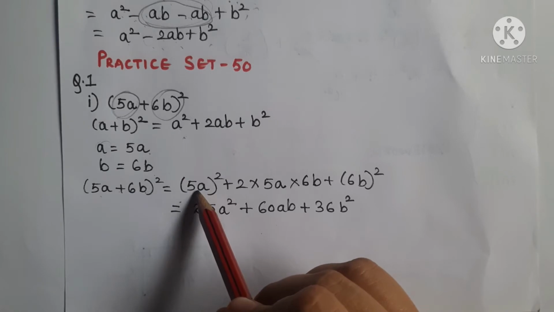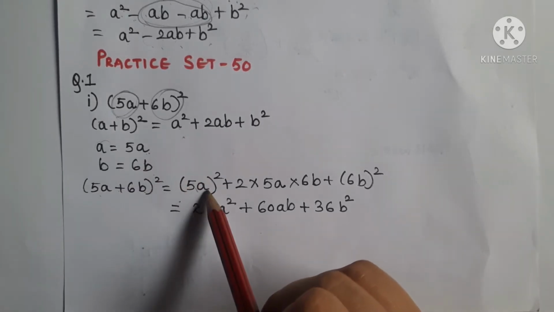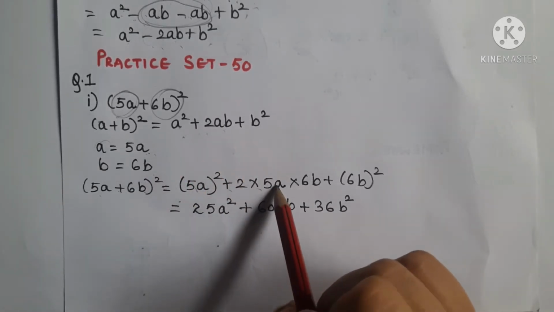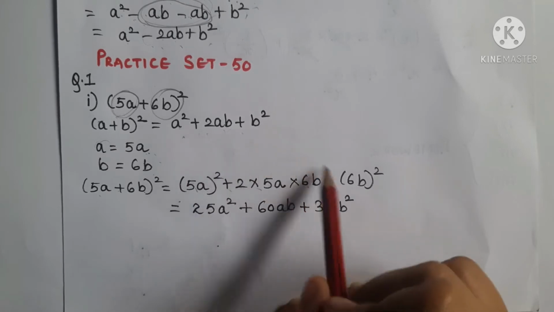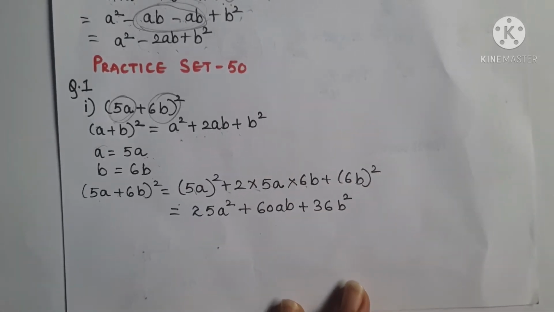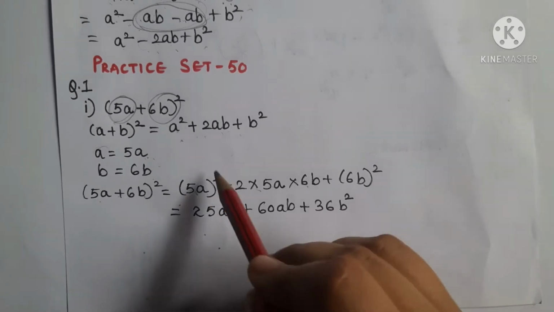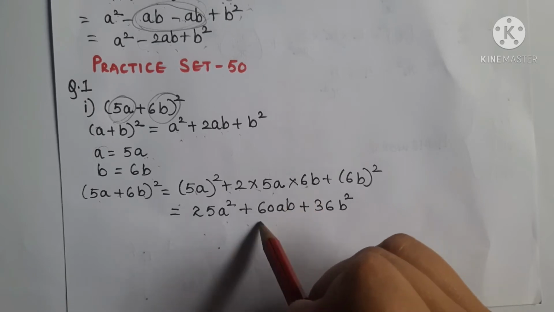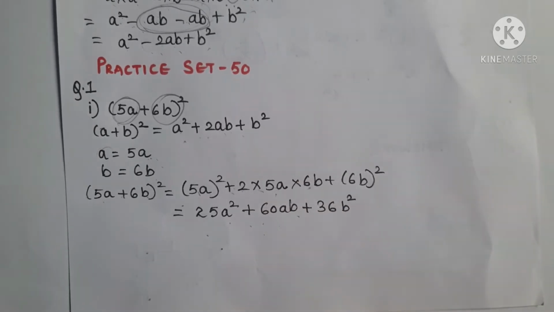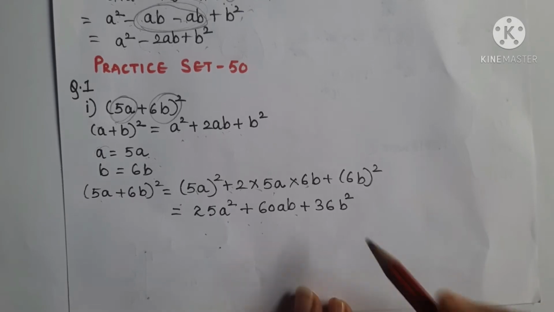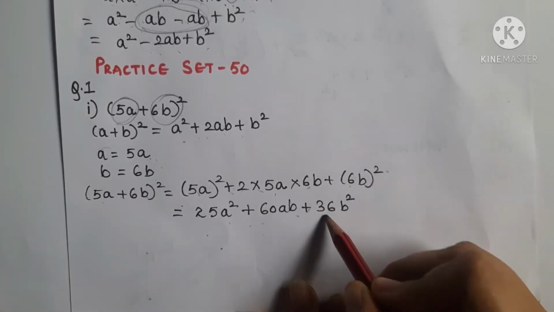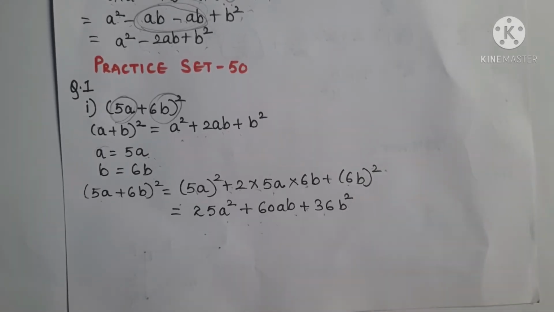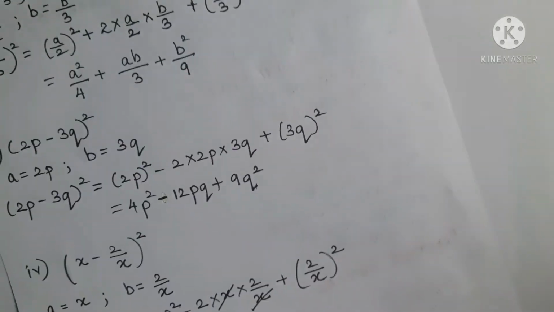So (5a + 6b) the whole square is equal to (5a) square, plus 2 multiplied by 5a, multiplied by 6b, plus (6b) the whole square. So the square of 5 is 25 and a square becomes a square, plus 2 fives are 10, 10 sixes are 60, a into b is ab, plus 6 square is 36, and the square of b is b square. So you got the answer. Okay. Next. Second sum.